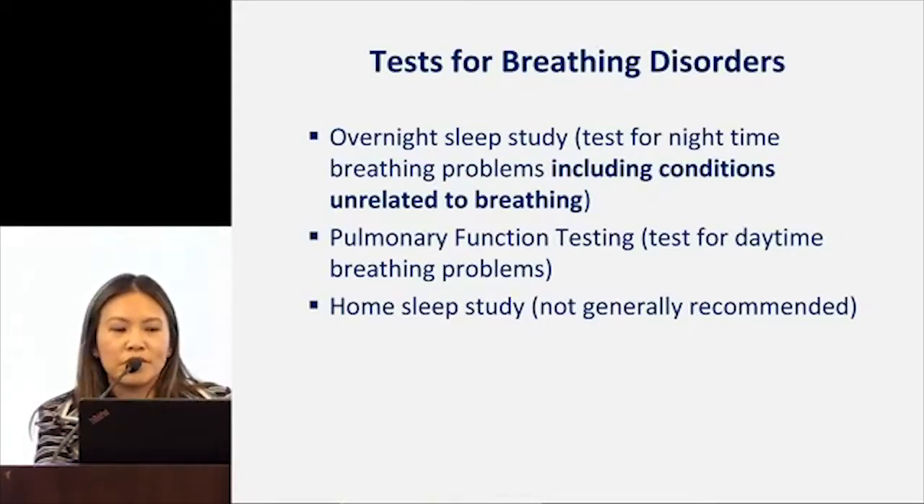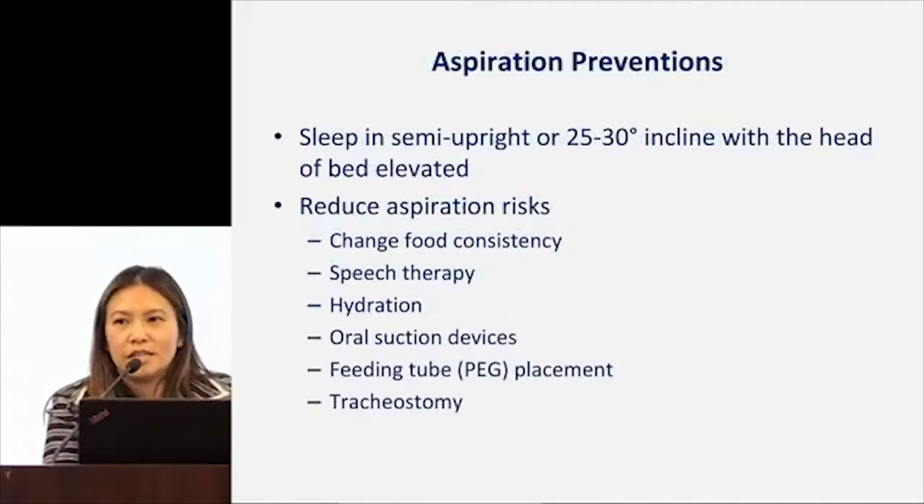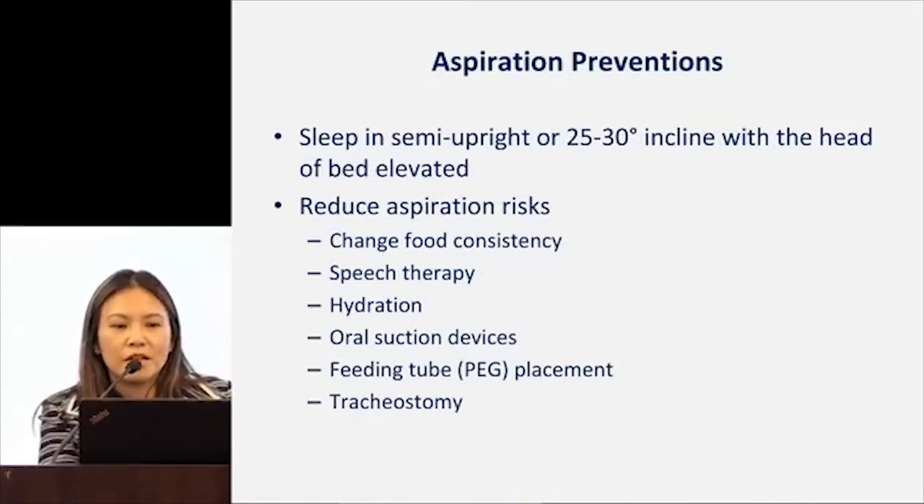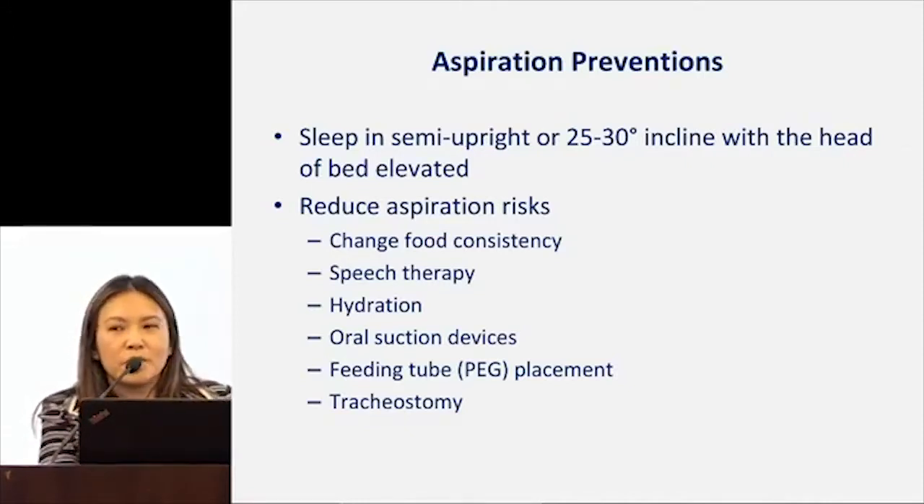that's more severe. So, all right, let's talk about aspiration prevention. What I always tell patients is try to sleep in a semi-upright position, about maybe 25 to 30 degrees inclined, with the head of the bed elevated. That might be a little bit tough to do. A wedge pillow can do it. Some people have beds where they can put bricks or books underneath the legs of their bed, or they have the kind of mattress so they can actually raise it up. And then reduce aspiration risk.